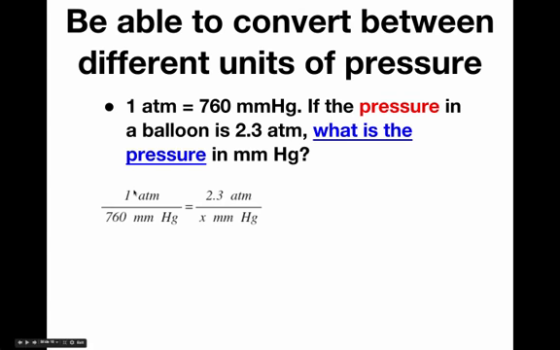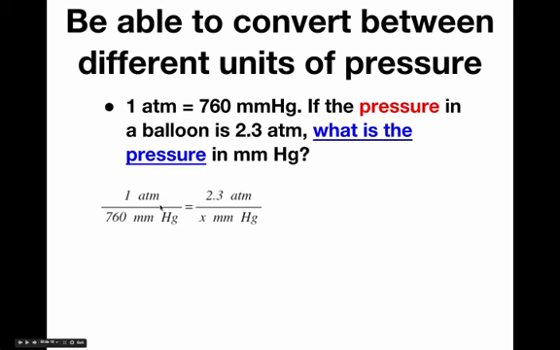So the way that I would set this up is very similar to the way that I set up many of the problems in this course. I would basically take this piece of information and write that as a ratio: 1 atmosphere for every 760 millimeters of mercury. But we actually don't have 1 atmosphere. We have 2.3 atmospheres, which is what your book or wherever this problem came from is stating. We don't have 1 atmosphere, we have 2.3 of them.